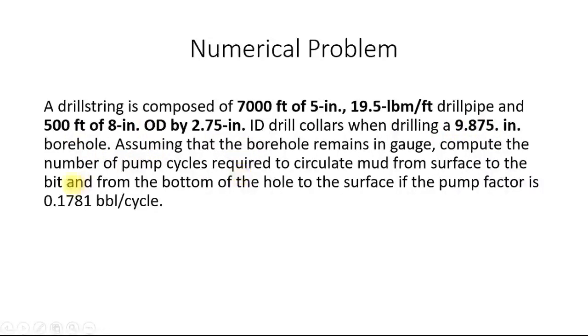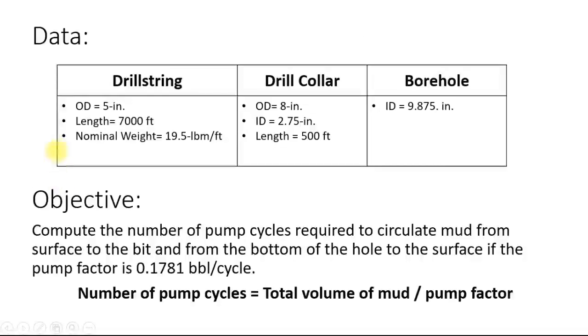We need to find the number of pump cycles required to circulate the mud from surface to the bit at the bottom hole, and then from bottom hole to the surface, and we are given the pump factor, which you can see here. So let's break it down. We have three types of sections here: the drill pipe, drill collar, and borehole, and we are given the data.